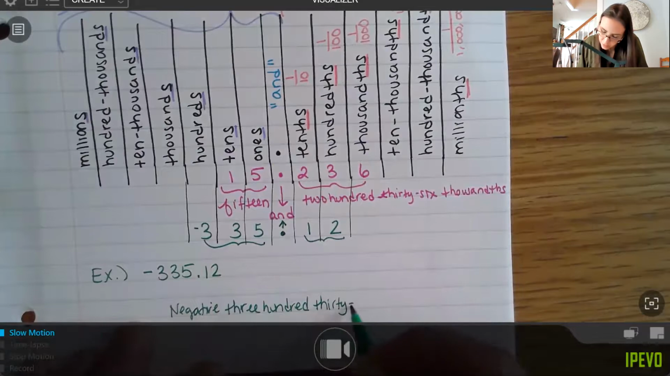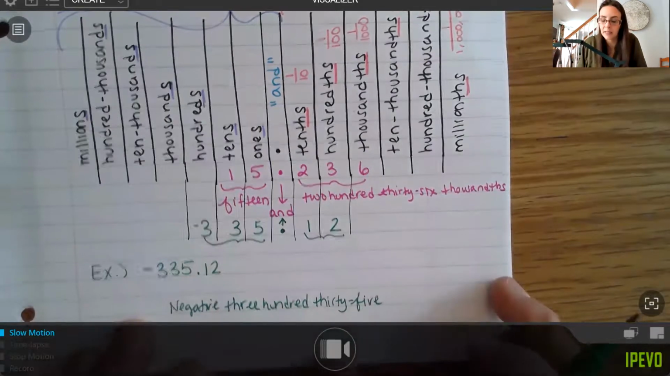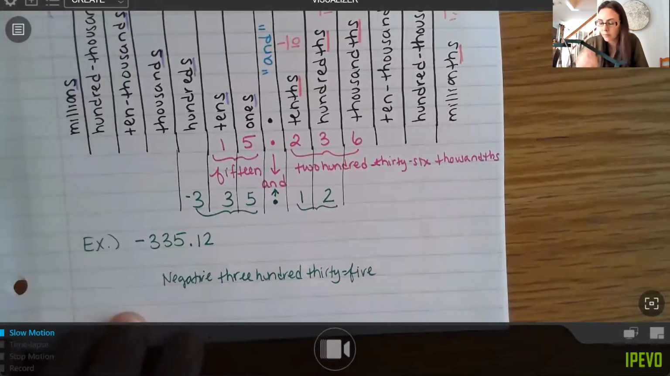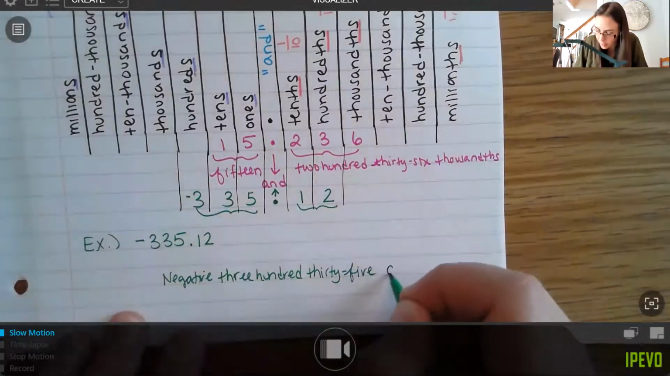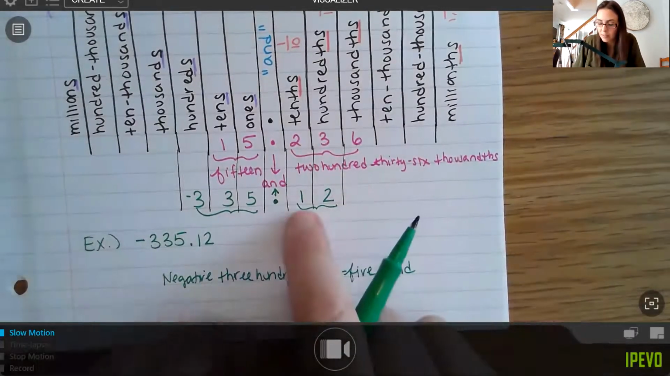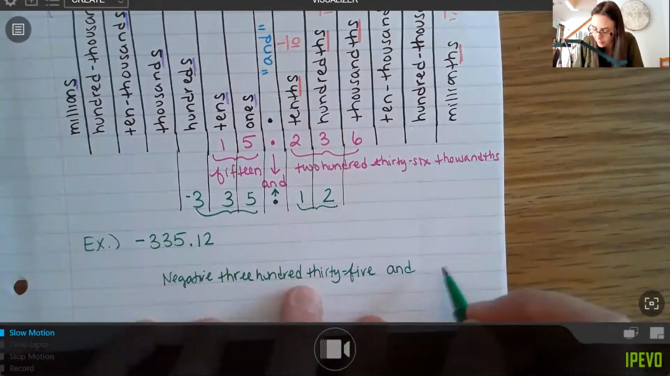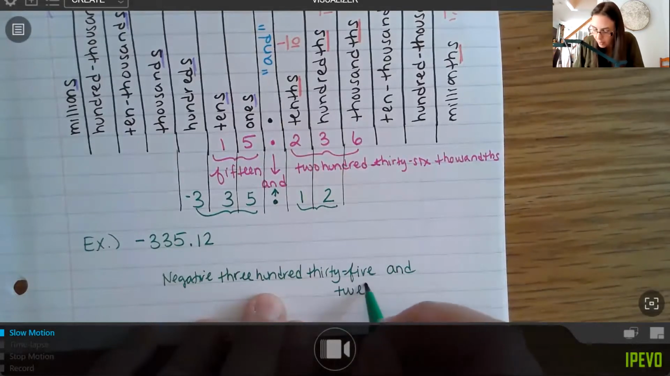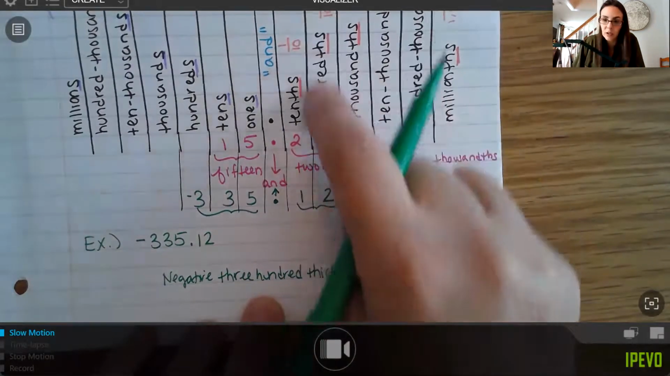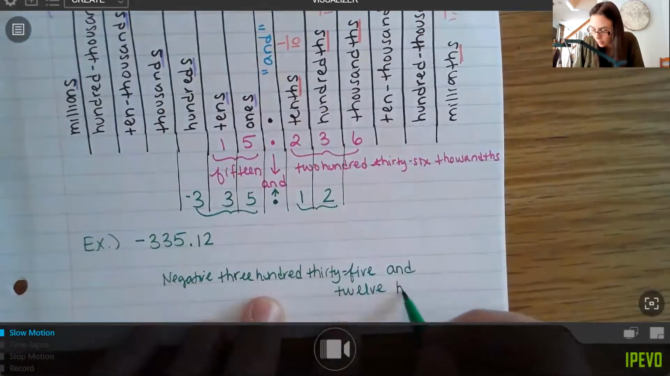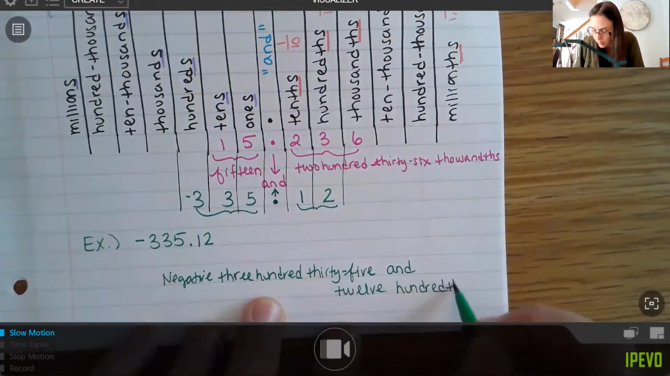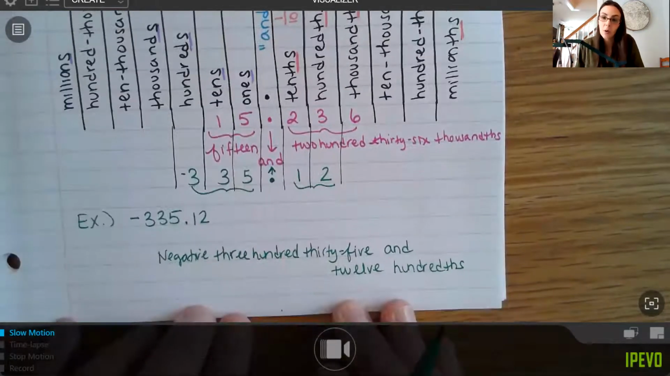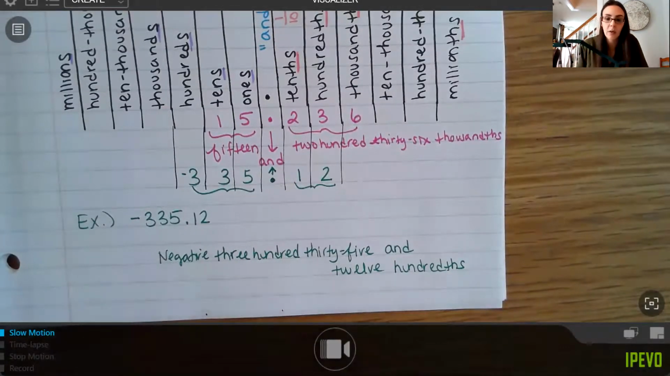335. And I have to be careful too. I always throw in the word and there by accident myself, just from speaking it incorrectly for so many years. So it's 335. And now we put the word and in for that decimal. This is the number 12. I'm going to write down here. And it ends in the hundredths position. So I write 12 hundredths. Okay, so that's how we would read that number or write it in words. So negative 335 and 12 hundredths.